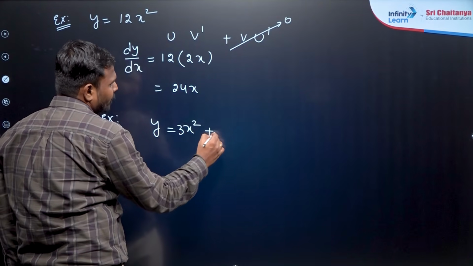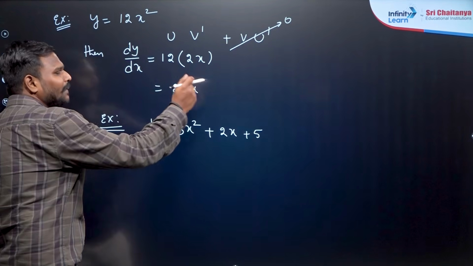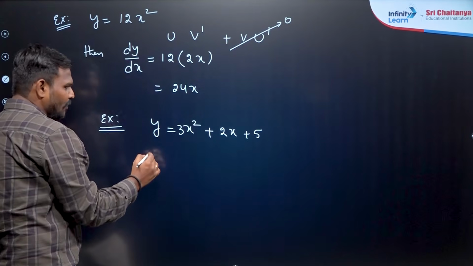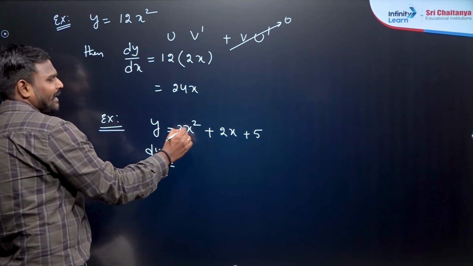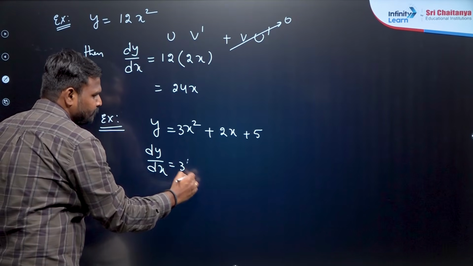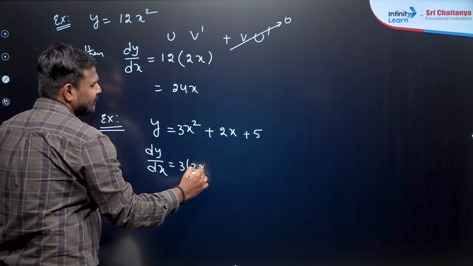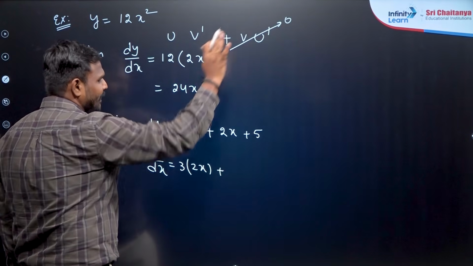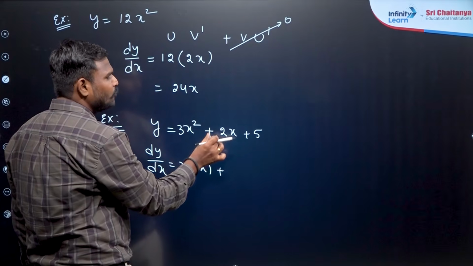Another example: y is equal to 3x square plus 2x plus 5. Now something plus something plus something. Now let us differentiate it. 3x square: 3 is a constant. Keep the constant outside. Differentiate x square. What is the derivative of x square? 2x. That's it. No need to write v u dash, time waste, anyway 0. Plus, because it is in the form of u plus v.